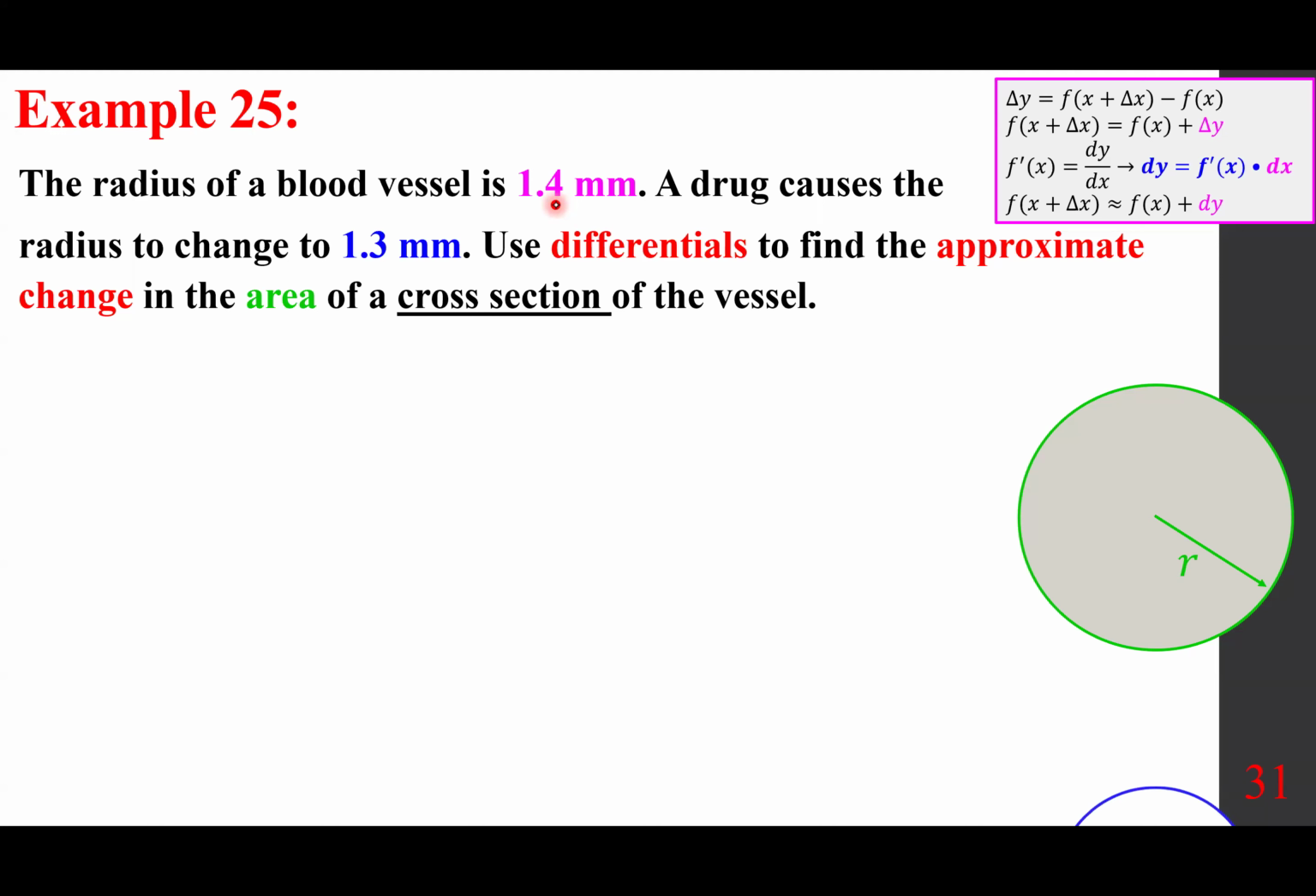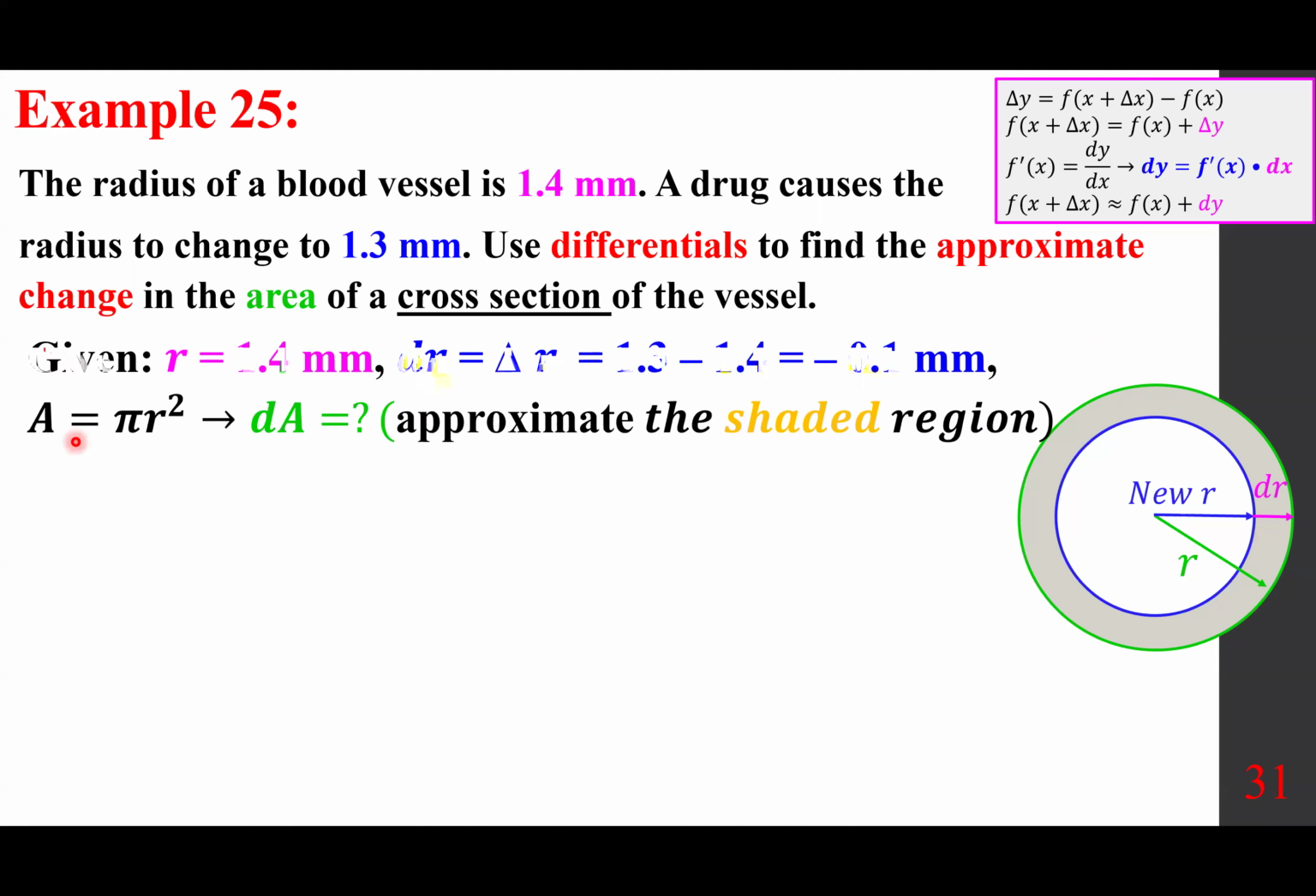The drop causes it to shrink, so it becomes a smaller circle. So it has a different r, which is 1.3. Now the difference between the two, this much is dr, or delta r. So r is 1.4. dr is 1.3 minus 1.4, negative 0.1 millimeters. And area, we know the formula is pi r squared. We want to find dA. We want dA, which means approximate the shaded region, everybody.